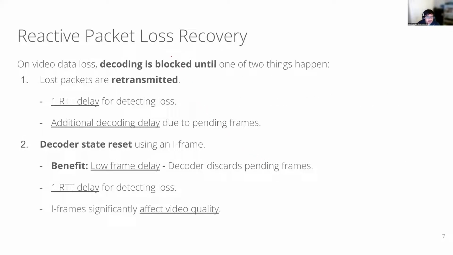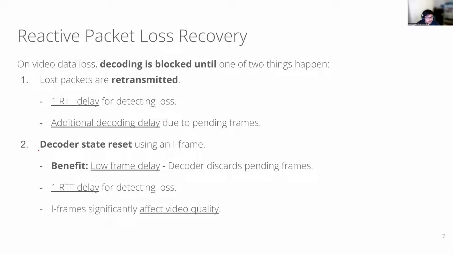Now, classical reactive packet loss recovery schemes for video can be classified into two categories. The first is retransmissions. In this case, lost packets are essentially retransmitted by the sender. This process incurs a one round trip delay in order to detect the loss and retransmit the packets. And there are additional delays because while the packets are being retransmitted, the decoder cannot decode any of the subsequent frames. And so these frames get blocked at the decoder until all of the packets have been retransmitted.